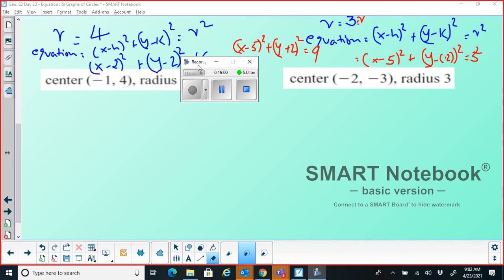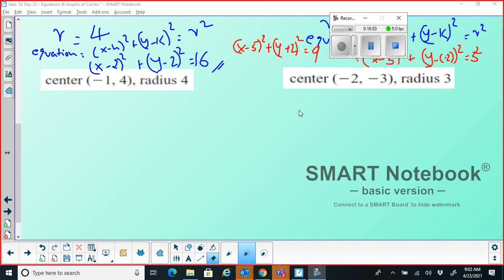Okay. There are a couple more problems. I'll do the first one, then I'll give you a chance to work on the next one. They have given the center is negative 1 comma 4 and the radius is 4, and they are asking us to find the equation of the circle. So this is our h, this is our k and this is our r.